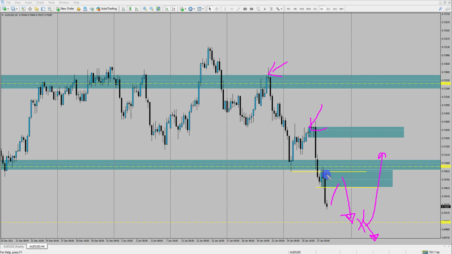So keep an eye on Aussie US dollar. I think we could be seeing price head towards 0.7. Could be some shorting opportunities on some pullbacks.